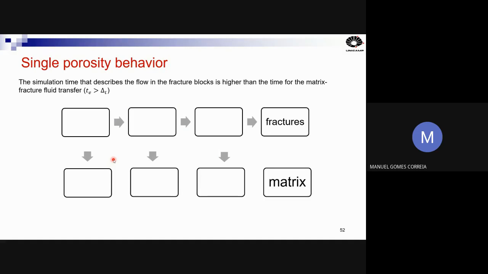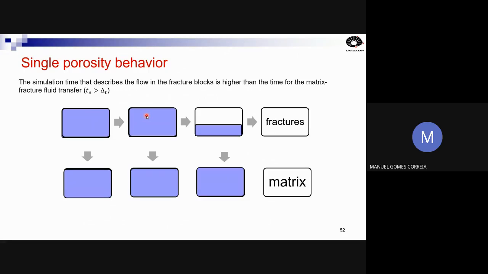Now I'm going to show here a single porosity behavior, but a single porosity behavior with the presence of fractures, okay? In this case, it's another example. So the water enters in fractures, okay? But you can see that the matrix is fully filled with water. The oil is fully produced in this kind of block. Then the water goes to the next block and also occurs the same.